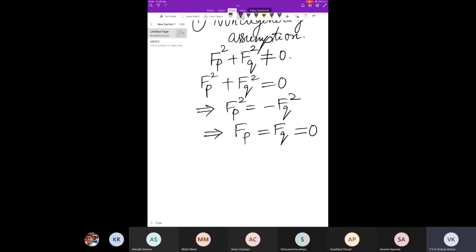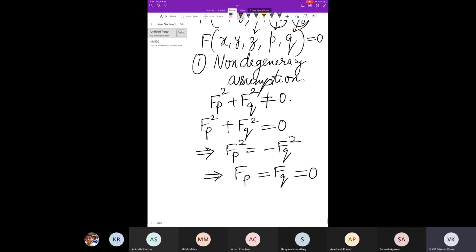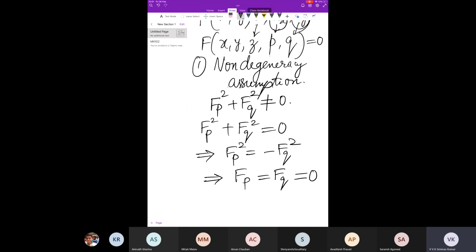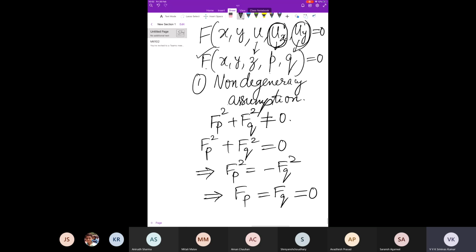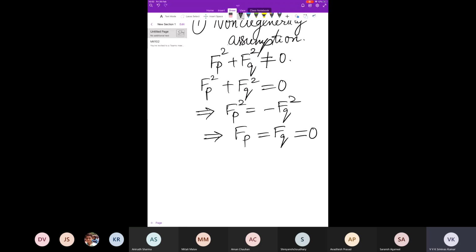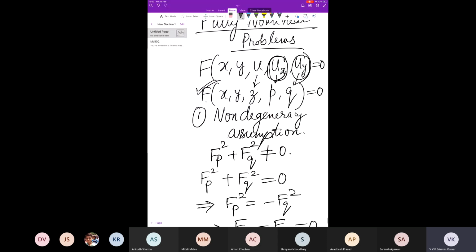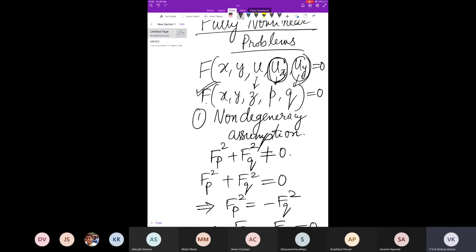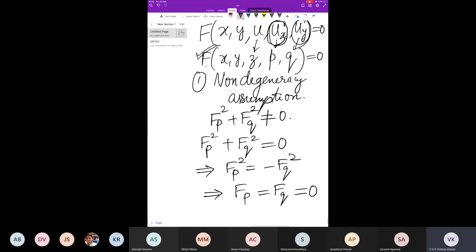That means the function is independent. When you differentiate with respect to p and with respect to q, both are zero. That shows that this function has no p and q terms, so the ux and uy terms are not present in this equation. So this should not happen. There is no ux and uy. This is only a function of u. You can write u equal to something directly. There is nothing to solve here.